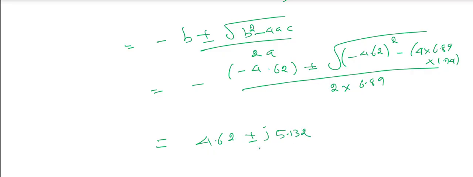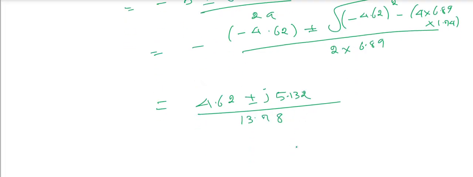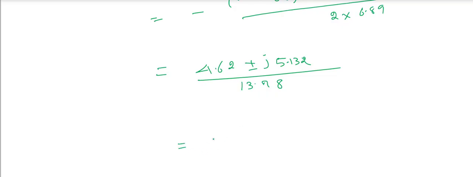5.132 divided by 13.78. So again you can simplify. This will be 0.336 plus or minus j 0.374.